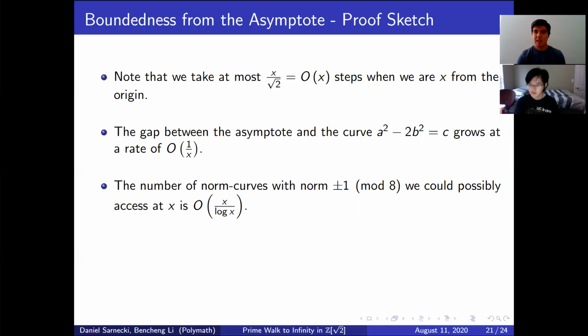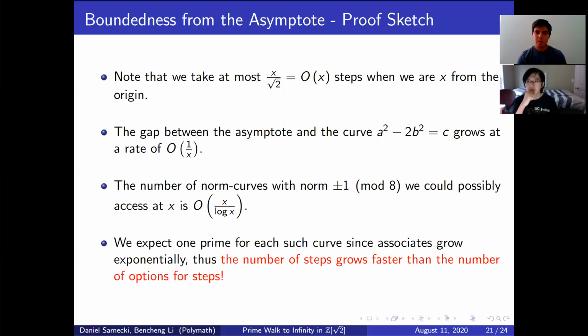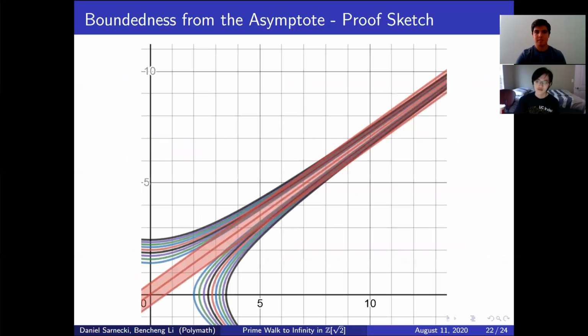Essentially what we're doing here is we're looking at this bounded region that straddles the asymptote, and we're seeing how many possible curves we can fit inside this region. Well, then we expect 1 prime for each such curve, since the associates grow exponentially, so we expect them to outpace our walk. Thus, the number of steps grows faster than the number of options for steps, so a walk should be impossible if we stay inside this region.